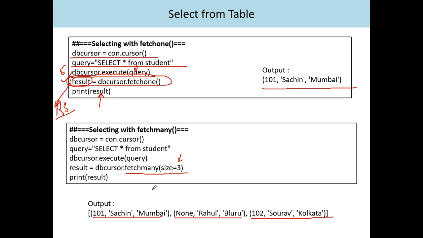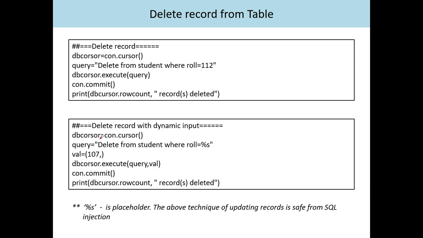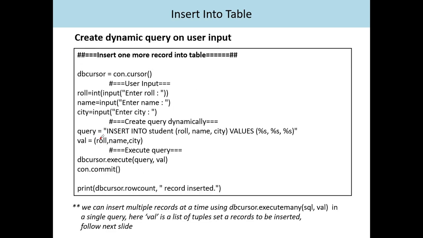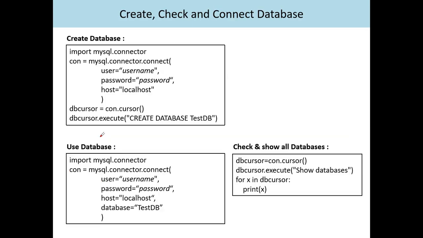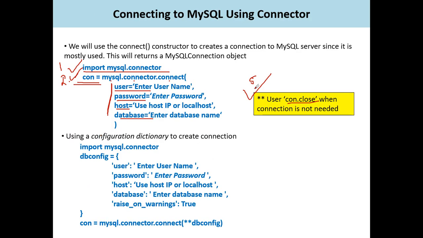Got it. So this is going to be the fifth step, and then this will be your sixth step, con dot close. After that, you have to give con dot close. So this step is going to be the fifth step if your SQL query is not a select query.